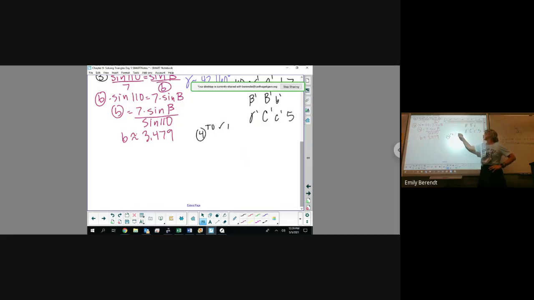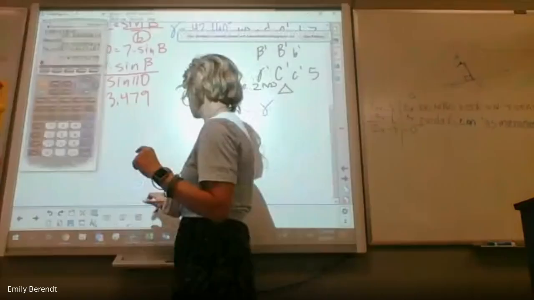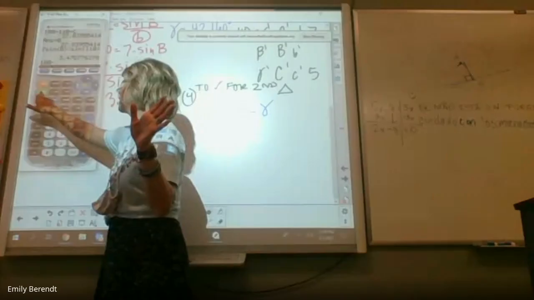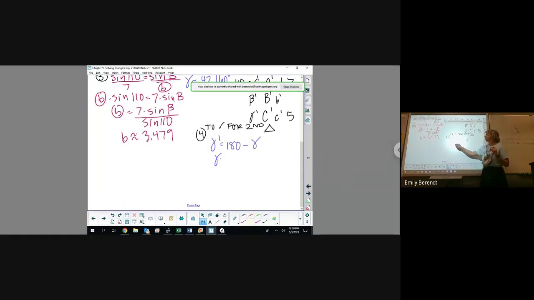So to check for a second triangle, I'm trying to get this done because I got 2 baseball boys that are leaving. It's going to be gamma prime, because that's the angle we found first. We were forced to solve for it, and it's the idea of a reference angle. So you have to do 180 minus gamma. Type that in your calculator. That gives you your new gamma, 137.840. And you put that in your chart, 137.840.